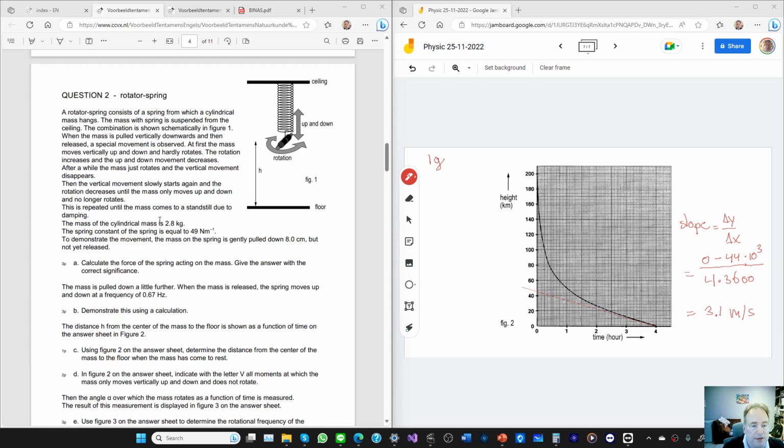The mass of the cylindrical mass is 2.8 kilogram. The spring constant is equal to 49 Newton per meter. To demonstrate the movement, the mass on the spring is gently pulled down 8 centimeters, but not yet released. Calculate the force of the spring acting on the mass. Give the answer with the correct significance.